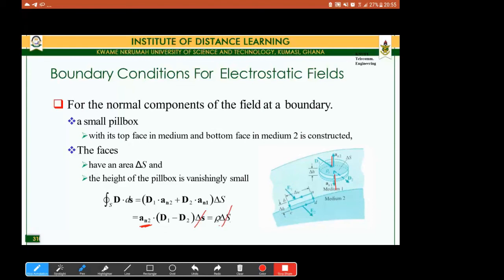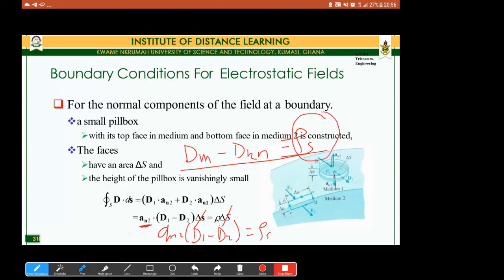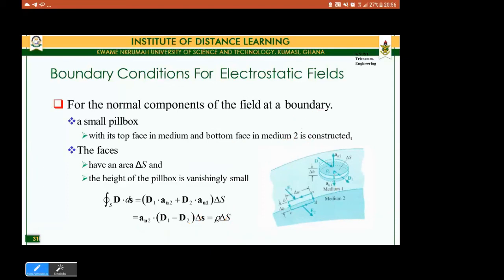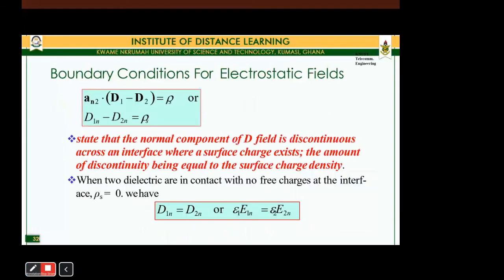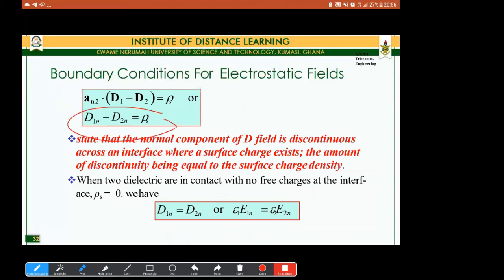And obviously, the S here can cancel out, so that aN2 dot (D1 minus D2) must be equal to rho s. So what it means is that the normal component in medium 1, D1n, minus the normal component in medium 2, D2n, is equal to rho s. So the normal component across the interface has a discontinuity equal to rho s, as I indicated earlier. It says that the normal component of the D field is discontinuous across an interface where a surface charge exists, the amount of discontinuity being equal to the surface charge density, rho s.